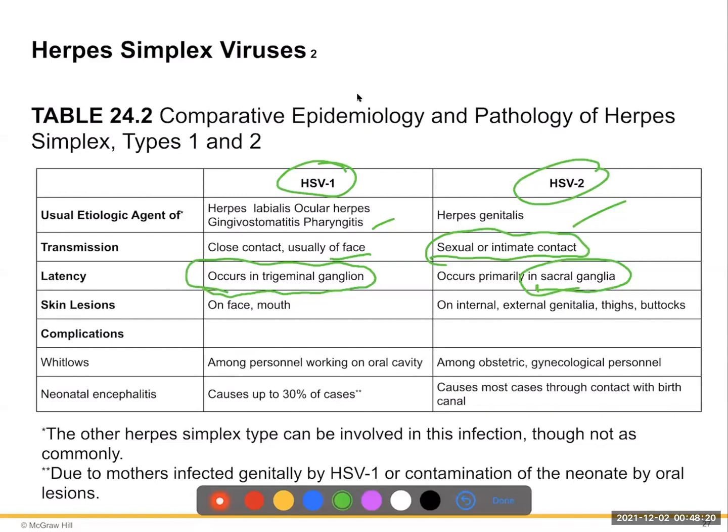Among obstetricians and gynecologic personnel, it is herpes simplex 2, depending on the area you're working on. Dentists work on the mouth. Obstetricians and gynecologists work in the genital areas. And it can be transferred to your fingers or to your eyes, things like that too.